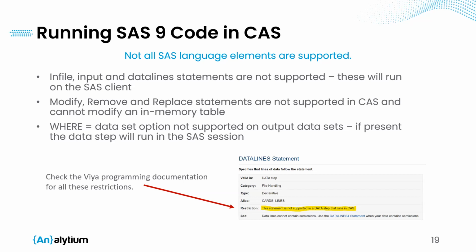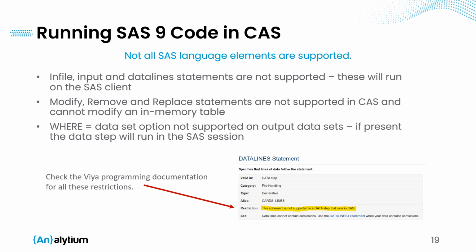Modify, remove and replace statements are not supported in CAS and can't modify an in-memory table. There are equivalents to these, but you don't use those statements. The where equals dataset option is not supported on output data steps. If it's present, the data step will run in the SAS session.